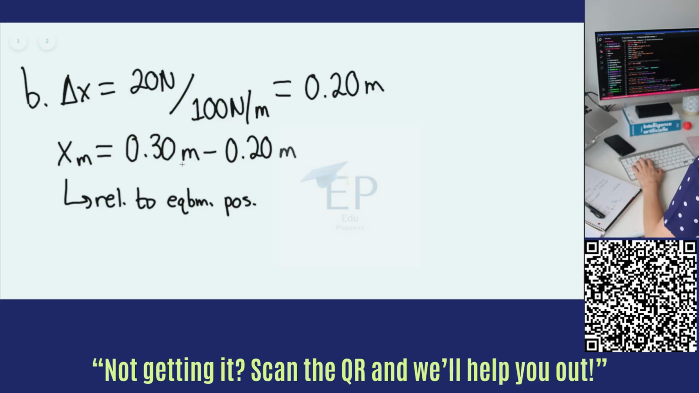0.30 meters would be the instant essentially at part A. So we can say that this would be equal to 0.10 meters. This would be essentially the amplitude or the maximum displacement of the spring.